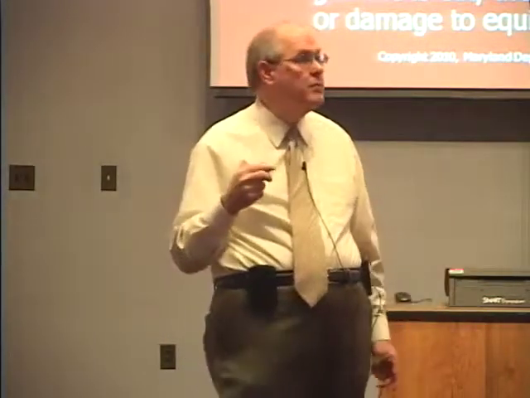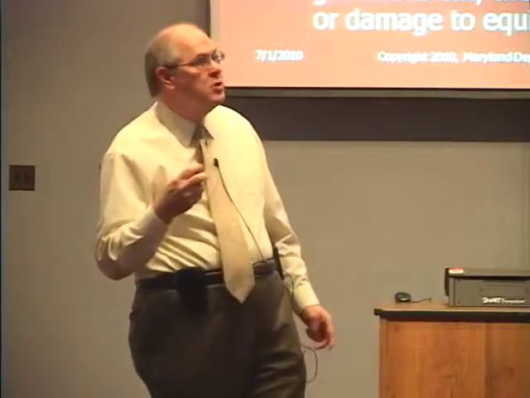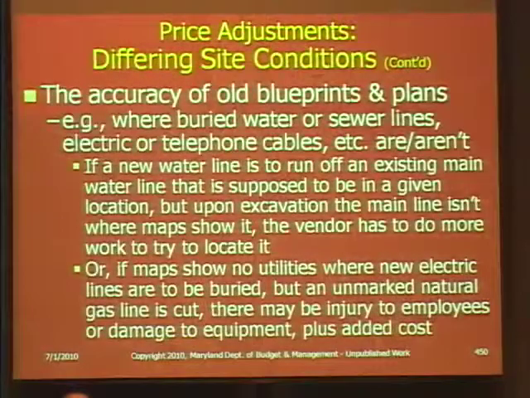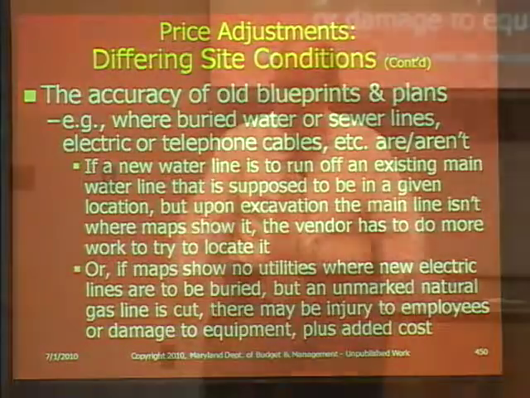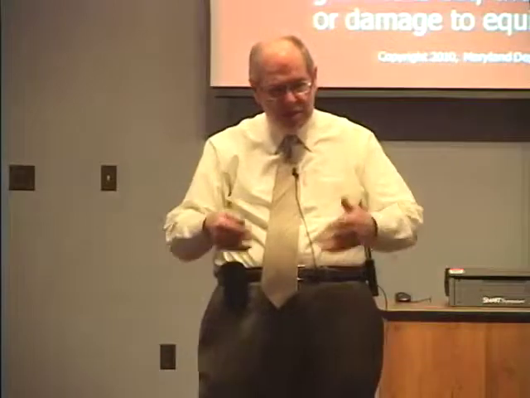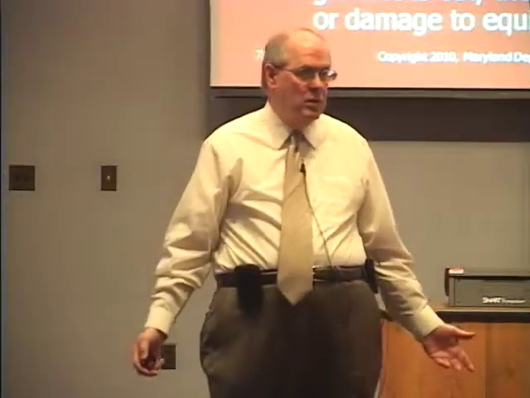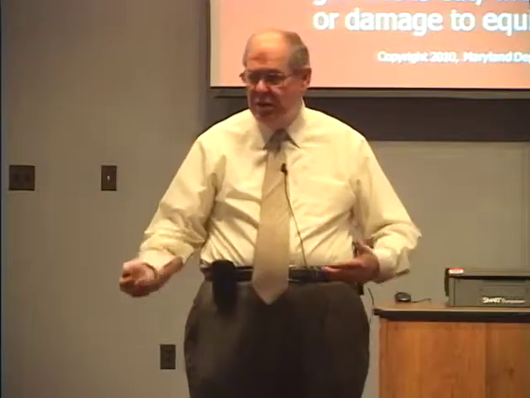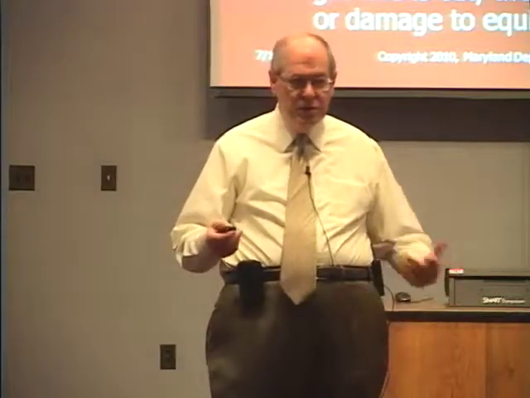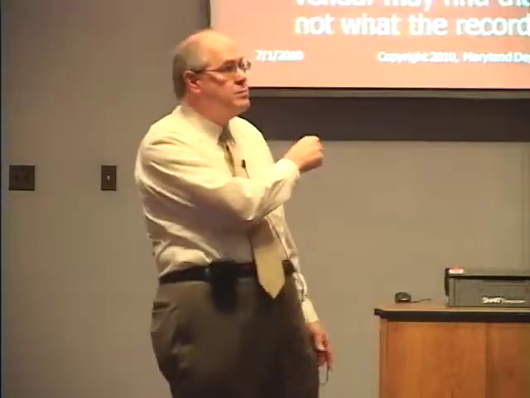Or if maps show no utilities, and this is what frequently happens, where all of a sudden the lights go out. A map shows no utilities where new electric lines are to be buried, but an unmarked natural gas line is there, and we start digging, and lo and behold, we pull up this line and this gas starts coming out. What do we do? Does it damage my equipment? Does it catch on fire? That's something that's not the vendor's fault.